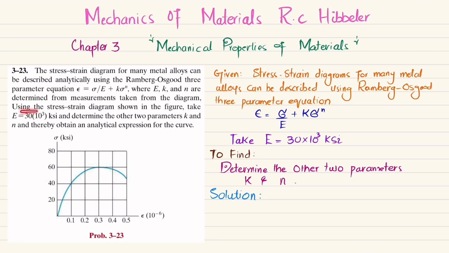Clear? Using the stress-strain diagram shown in the figure, take E as 30 into 10 raised to power 3 KSI, determine the other two parameters K and N, and thereby obtain an analytical expression for the curve.